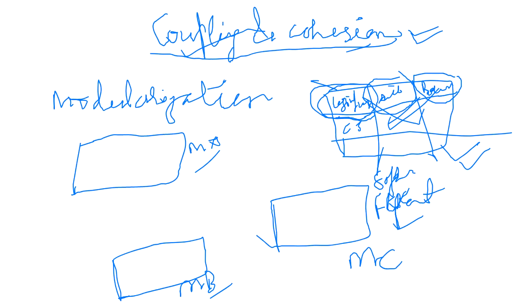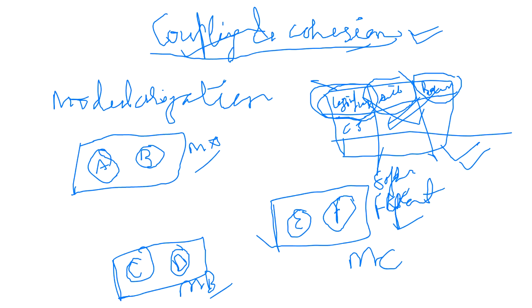Now inside the module, also suppose there are some components. For example, there is a component A, component B, component C, component D, component E, and component F. So what we have done is divided the whole software into 3 modules, module A, module B, module C, and each module is having two components.